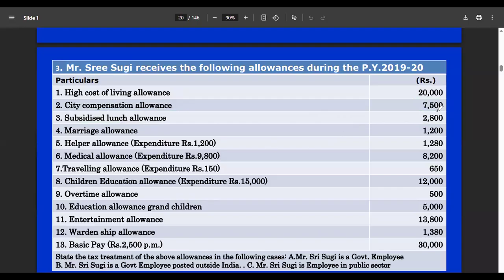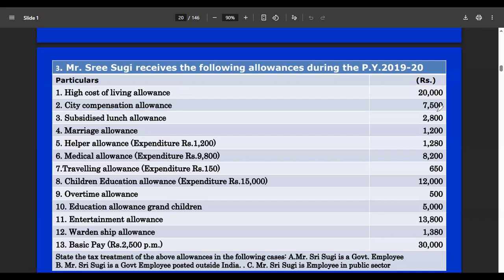Then helper allowance is 1,280, but my expenditures are 1,200. So it is allowed only up to 1,200. Medical allowance, if expenditures are 9,800 and provided 8,200, it will be allowed up to 8,200. Then traveling allowance, it is 650 and expenditures are 150, but the higher is considered for exemption purposes. Children's education allowance is 12,000, but expenditures are 15,000. Now here the number of children I need to guess, and I assume that there are only two children.